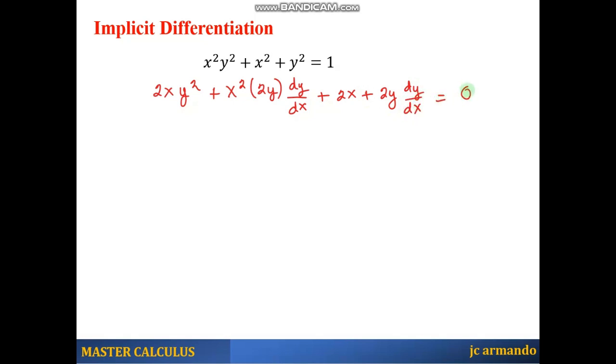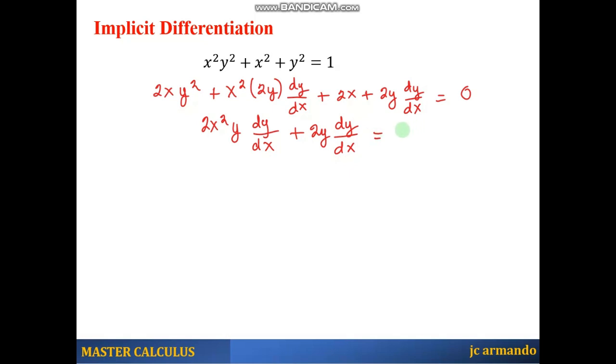The derivative of 1 is 0. Again: the derivative of x squared is 2x, copy y squared, plus, this is the product rule, two terms, copy x squared, derivative of y squared is 2y times dy dx. Plus the derivative of x squared is 2x, plus the derivative of y squared is 2y dy dx, equals the derivative of 1, which is 0. Combine all the terms with dy dx on the left, and the rest on the right. x squared times 2y gives 2x squared y dy dx plus 2y dy dx.